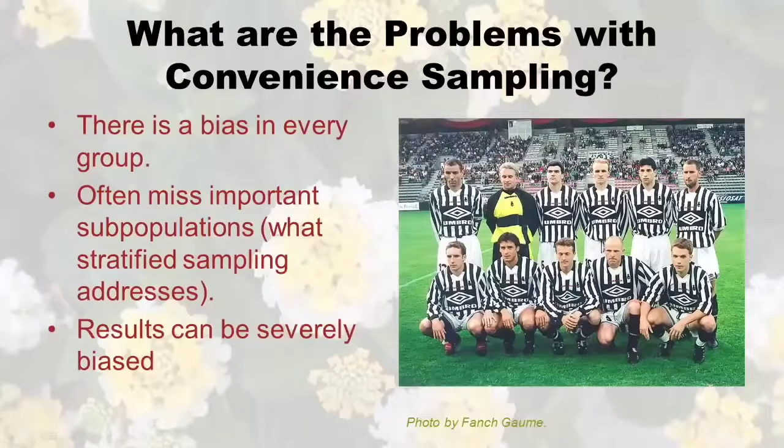So that's the main problem with convenience sample: the results can be so severely biased because you're only asking the small biased group of people that probably are all alike in some way. It's not a very representative sample.